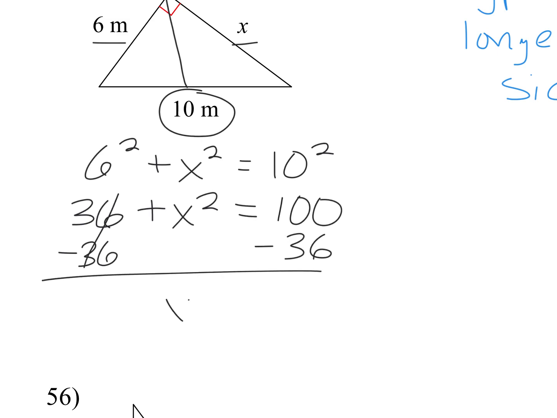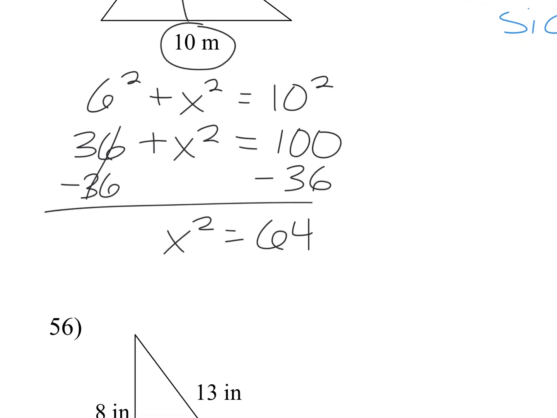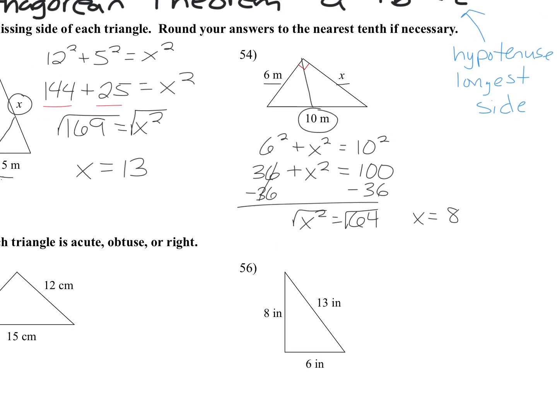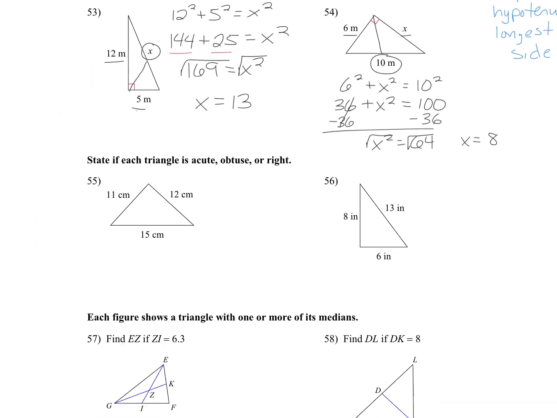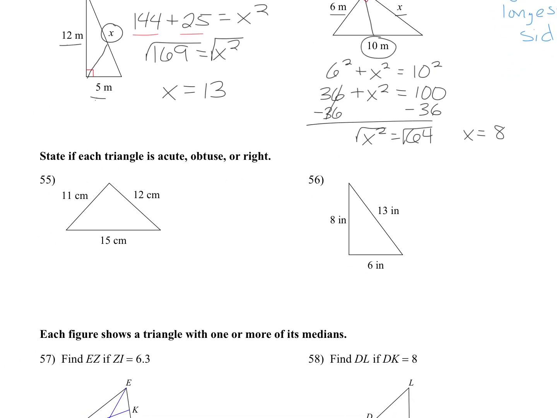So we have x squared equals 64. Still, our last step is what? Taking the square root. So we have x equals 8. Okay, that makes sense. I just kind of did mine a different way, but I'm glad it works.